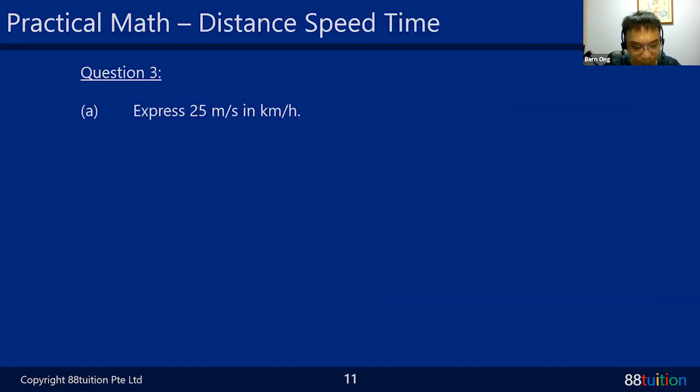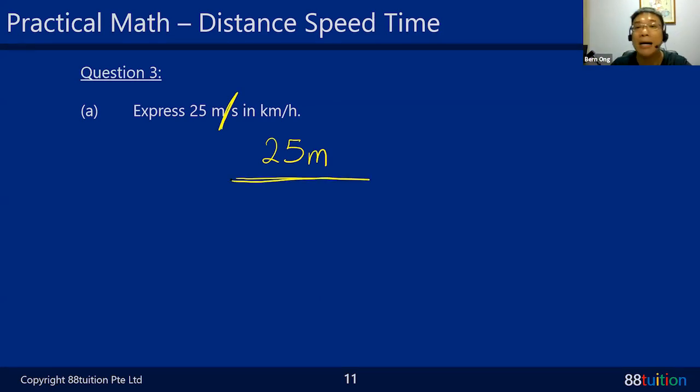Question 3 is something to do with speed. Oh, my favorite. They ask you to express 25 meters per second in kilometers per hour. Very easy, trust me. I write this first: 25 meters. You know what this per means? Per means divide. Per second means per 1 second.